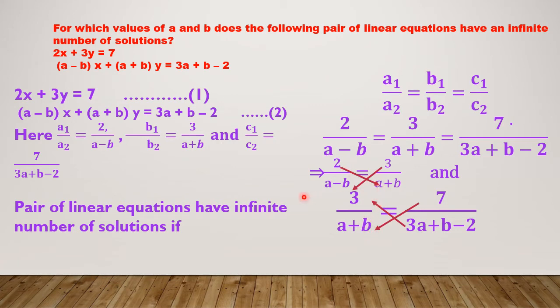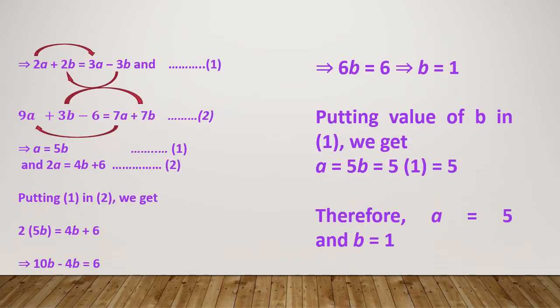You are going to cross multiply it. After cross multiplying, we get the two equations. The first equation is 2a plus 2b is equal to 3a minus 3b. Now we are going to transpose 3b to the LHS. So 2b plus 3b will be 5b. Simultaneously, we will transpose 2a to the RHS and 3a minus 2a will be a. a is equal to 5b is the first equation.